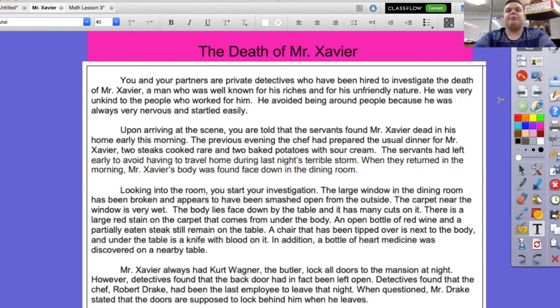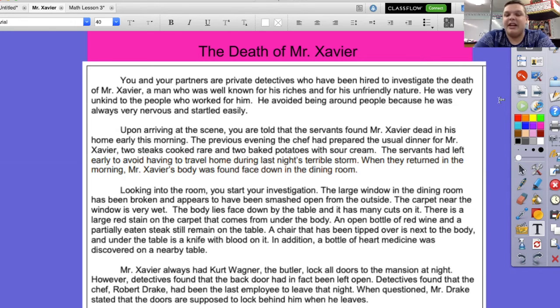You and your partners are private detectives who have been hired to investigate the death of Mr. Xavier, a man who was well known for his riches and for his unfriendly nature. He was very unkind to the people who worked for him. He avoided being around people because he was always very nervous and startled easily. Upon arriving at the scene, you are told that the servants found Mr. Xavier dead in the home early this morning.